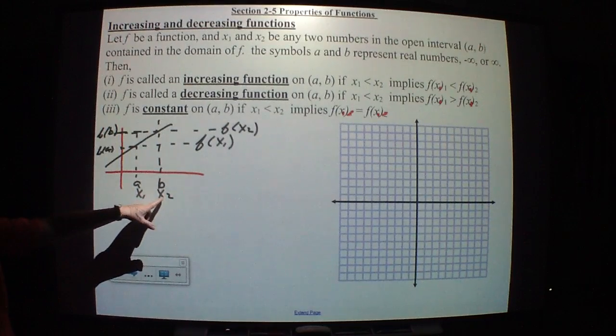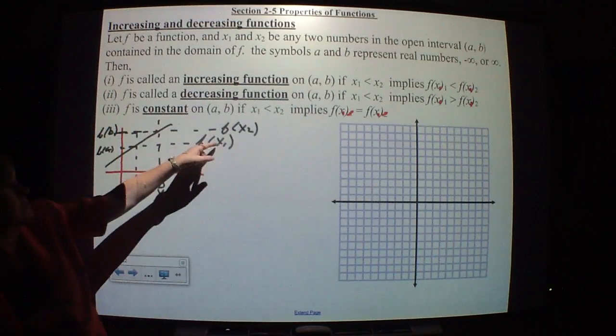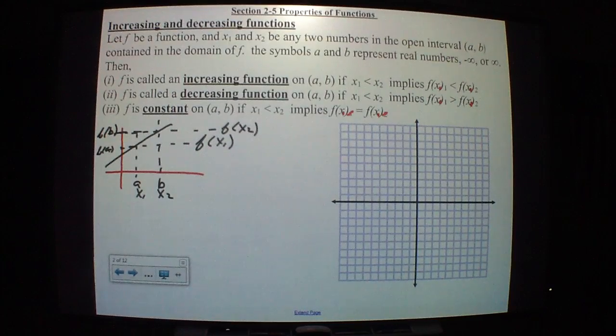x sub 1 is less than x sub 2. f of x sub 1 is less than f of x sub 2. That is an increasing function.